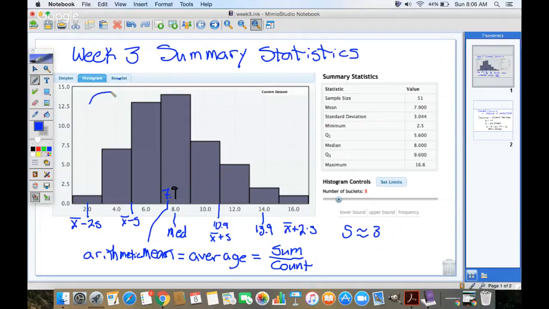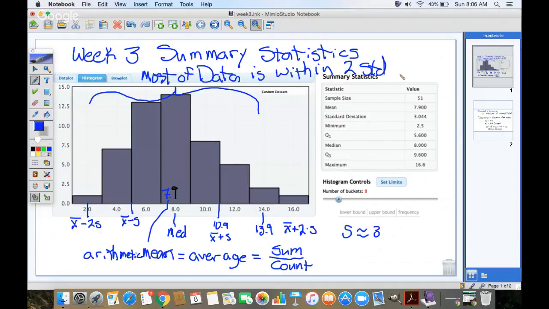And what we expect is that if I look between those two numbers, I expect most of the data to be within 2 standard deviations of the mean. And in general, people say it's around 95% of the data will be within 2 standard deviations of the mean.